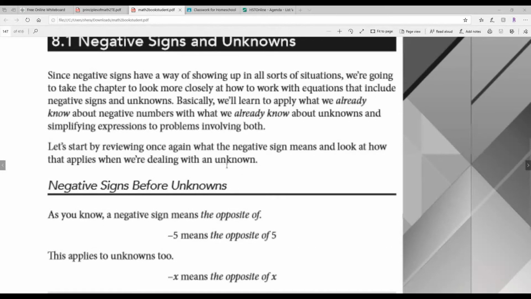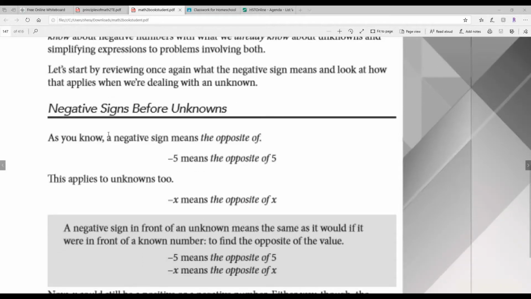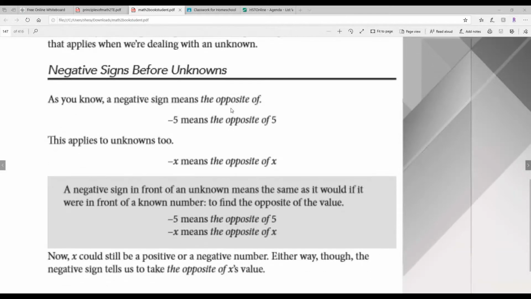Now, since negative signs have a way of showing up in all sorts of situations, we're going to take the chapter to look more closely at how to work with equations that include negative signs and unknowns. Basically, we'll learn to apply what we already know about negative numbers with what we already know about unknowns and simplifying expressions to problems involving both. We're going to start by reviewing once again what the negative sign means and look at how that applies when we're dealing with an unknown.